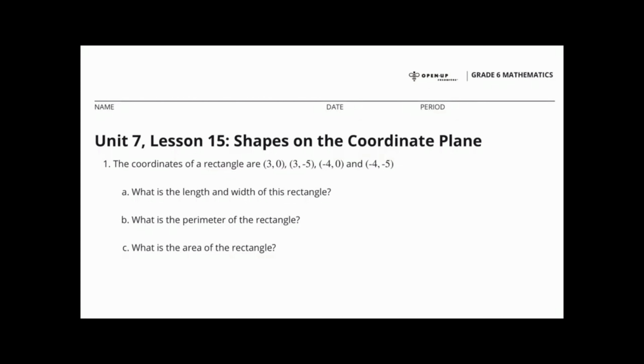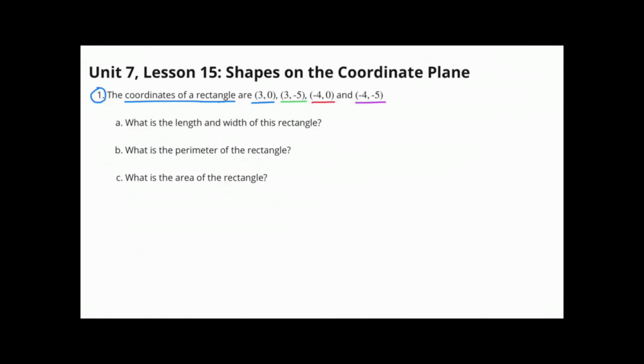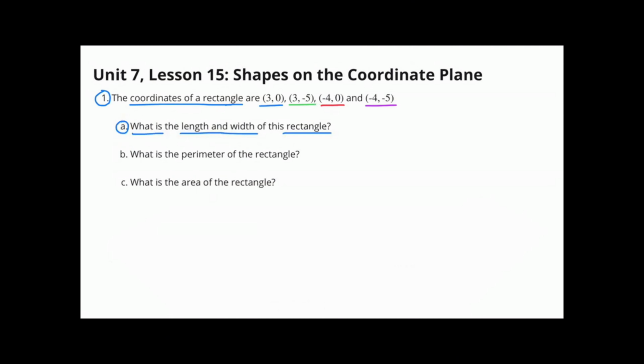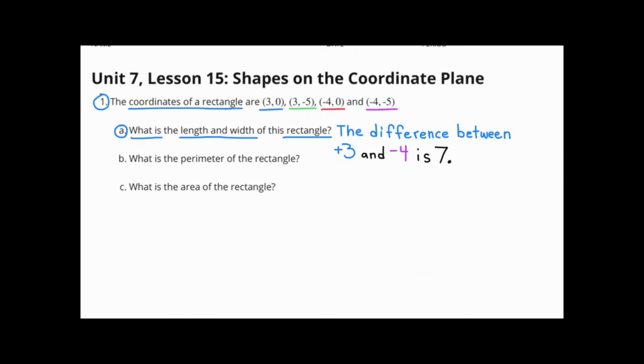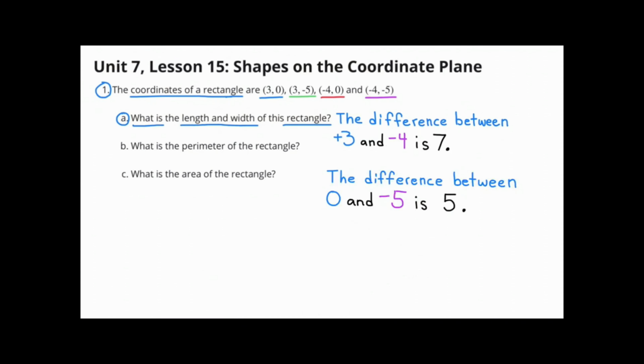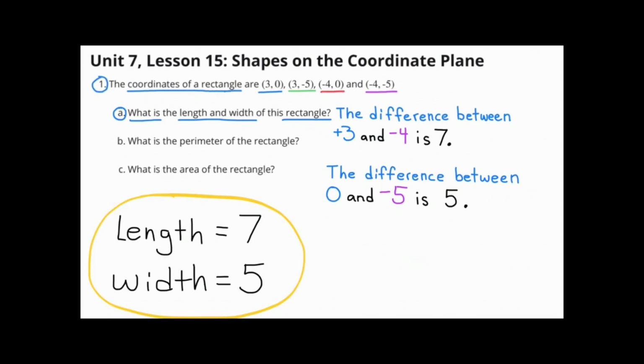Unit 7, Lesson 15. Shapes on the coordinate plane. Number 1. The coordinates of a rectangle are 3 and 0, 3 and -5, -4 and 0, and -4 and -5. A. What is the length and width of this rectangle? Well, the difference between a +3 and a -4 is 7. The difference between 0 and -5 is 5. So the length and width of the rectangle would be 7 and 5.